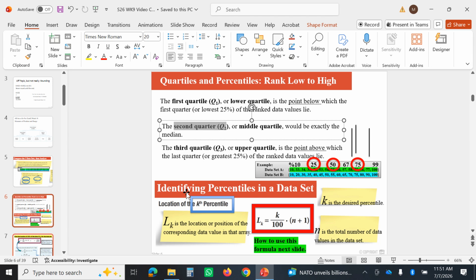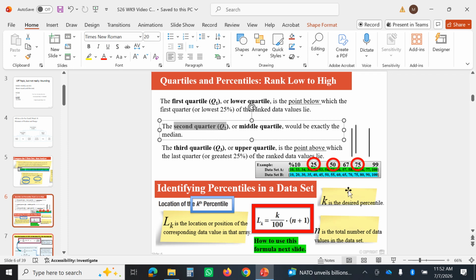Identifying percentiles in a data set. You may have seen this formula before, the location of the K percentile. L_K is the location or position of the corresponding data value in the array. The array is ordered from lowest to highest. That's what an array is. So L_K is the location of the corresponding data value for that particular percent.